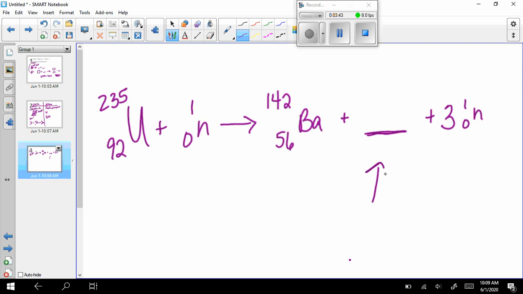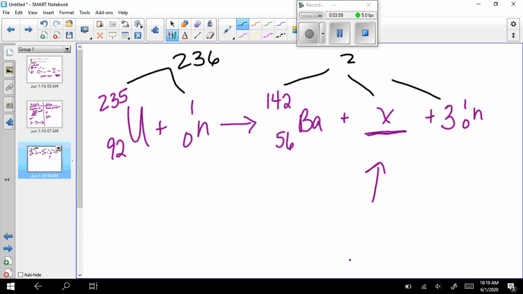So in order to figure out what this is, let's just call it X. In order to figure out X, you have to do the math. So over here on this side, let me use a different color. 235 and 1 is 236. So I need this and this and this to all add up to 236. So I have 3 1s, so this is 3, and this is my X, and this is 142. So if I take 236 minus 142 minus 3, I get 91. So this top number has to be 91.